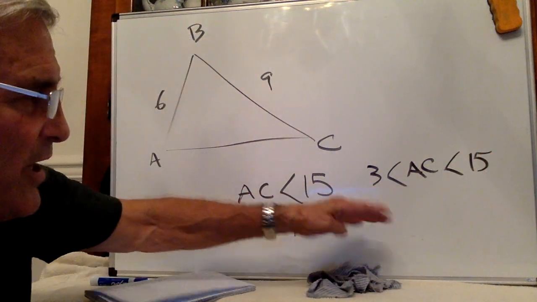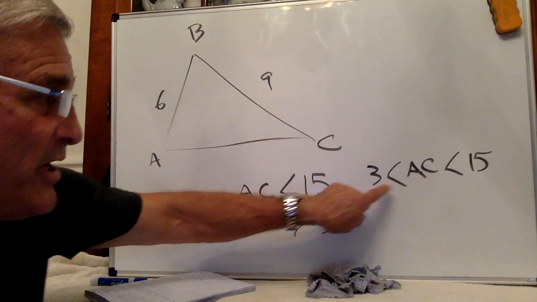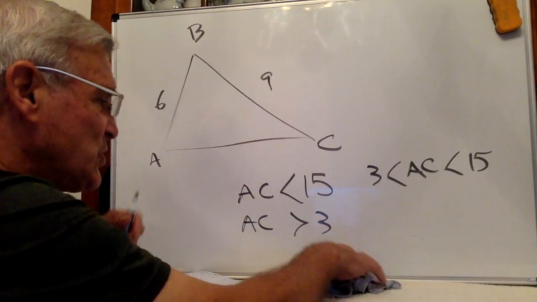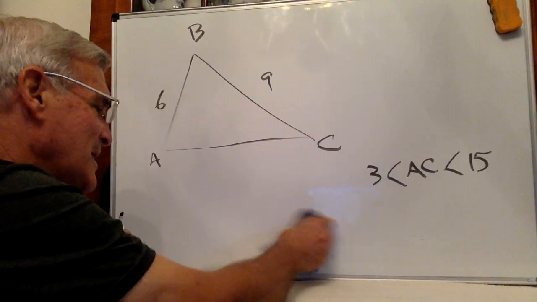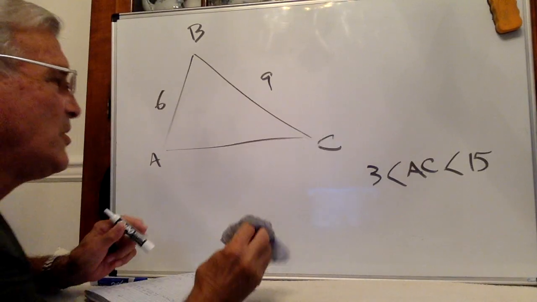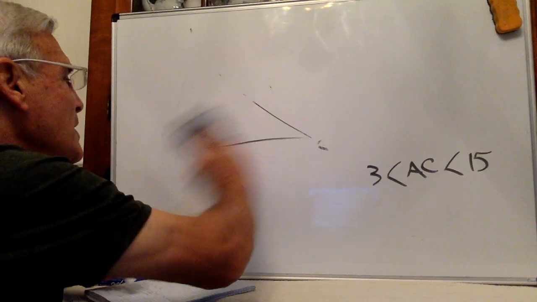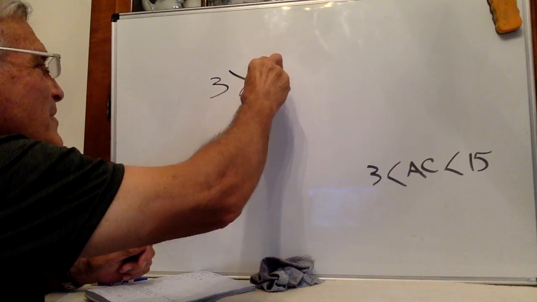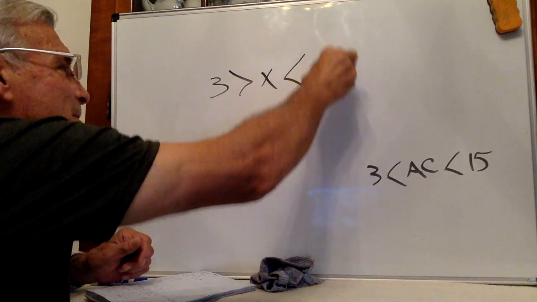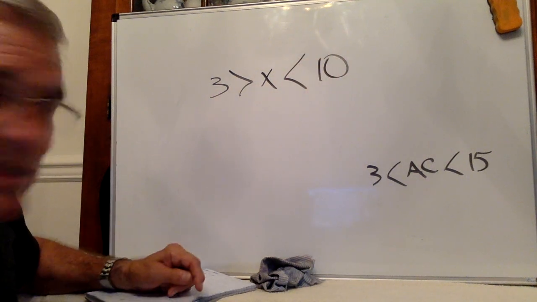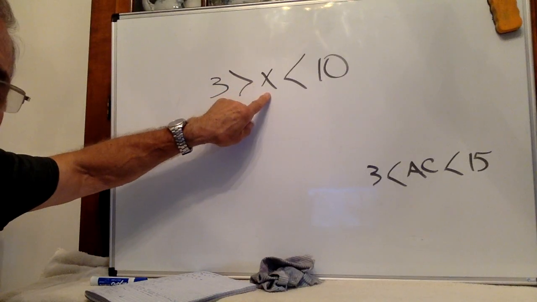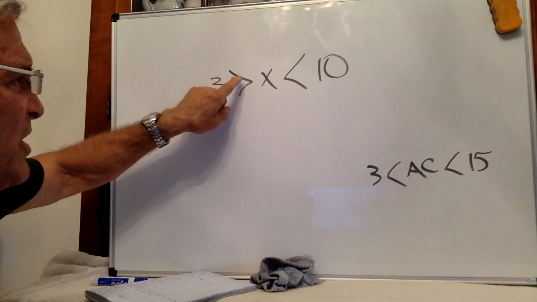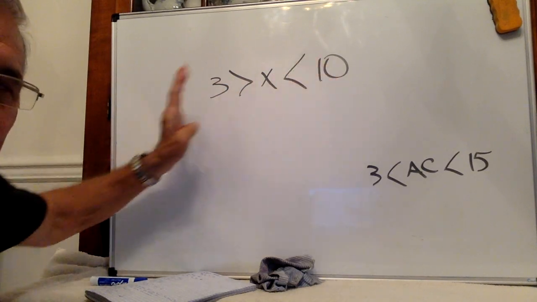In order to write it as a string from left to right, it has to make sense. 3 is less than AC, which is less than 15. You cannot use a string if I had something like this. This wouldn't make sense. Hopefully you got this problem. You cannot write a string inequality this way. This makes no sense because this says 3 is bigger than x, but x is less than 10, which implies that 3 is both greater than and less than 10. From left to right, it makes no sense.